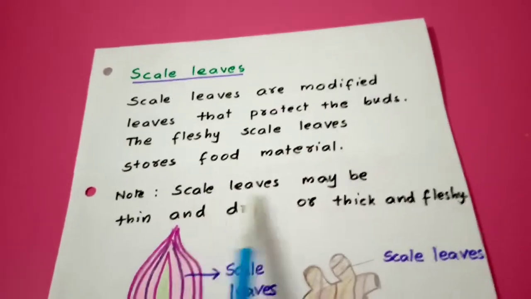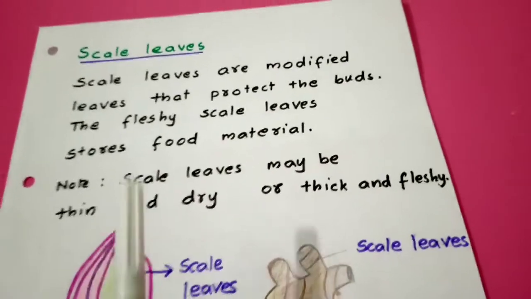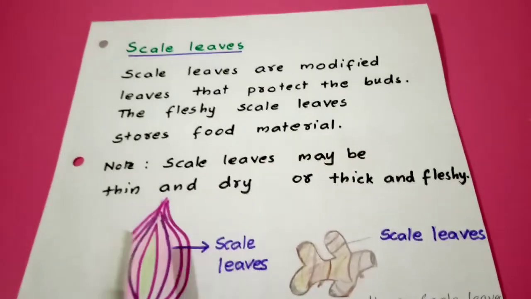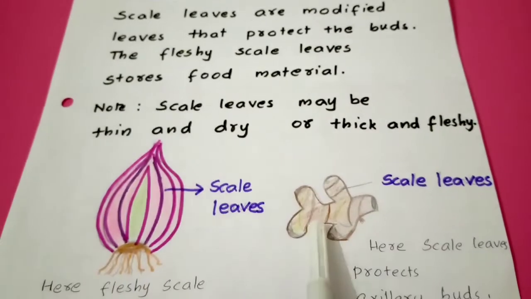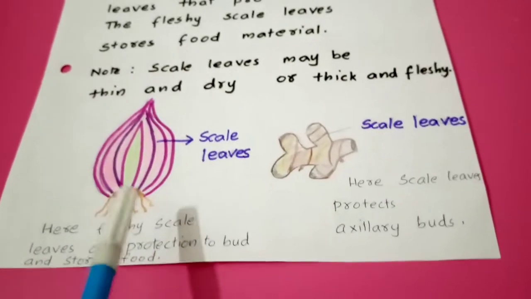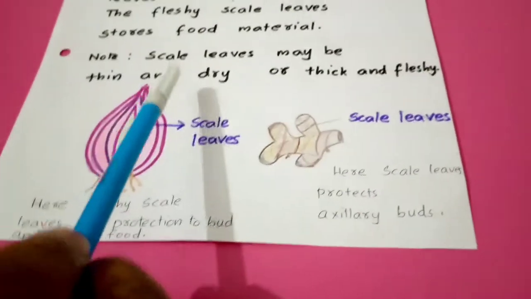Please note that scale leaves may be thin and dry or thick and fleshy. Two types of scale leaves are there. Sometimes they may be thin and dry like in onion, and thick and fleshy like in ginger. So here I give two examples. Scale leaves you can see in the onion.